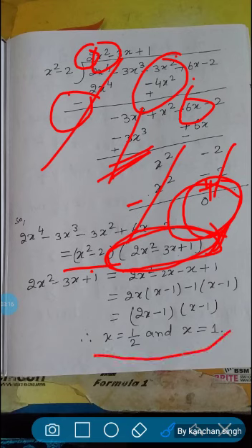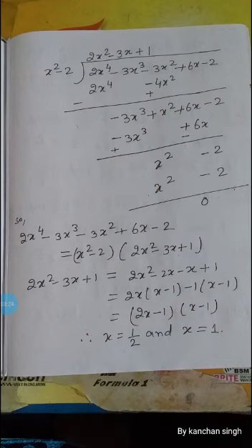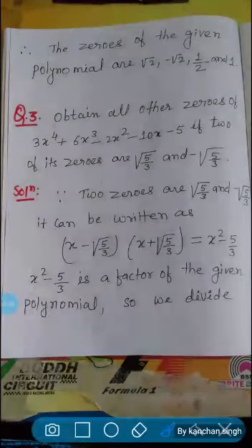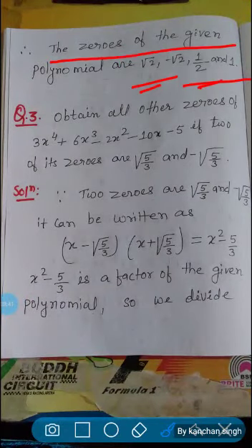So here we will get x is equal to 1 by 2 and x is equal to 1. Is that clear? We used to write that 2x is equal to 1, so x is equal to 1 by 2. Now see, how many zeros did we get? Here we got 2 more zeros. 2 were already given. So the zeros of the given polynomial are root 2, minus root 2, 1 by 2 and 1. Is this part clear to you?